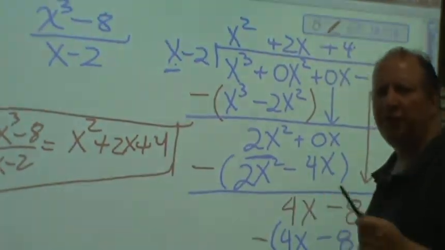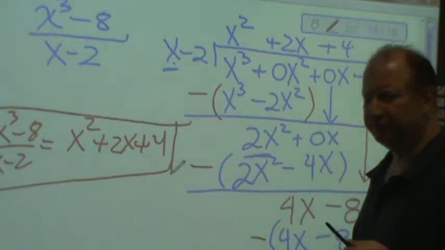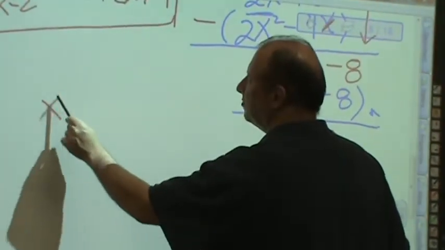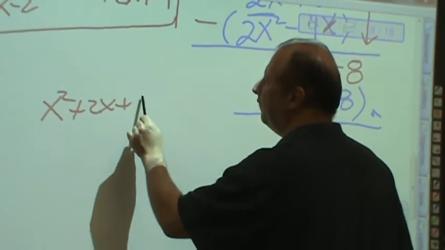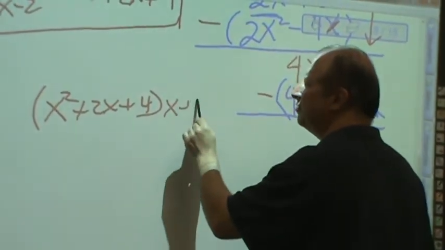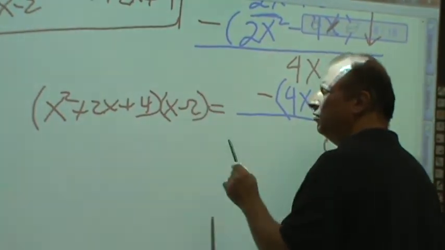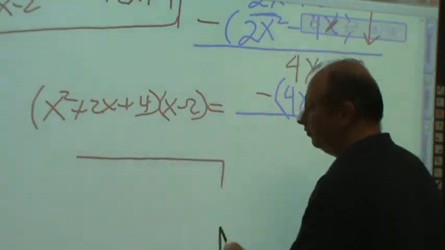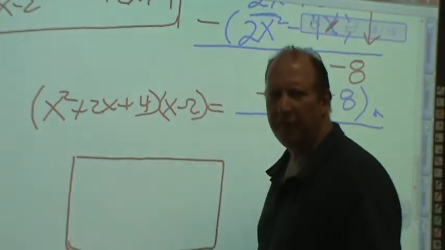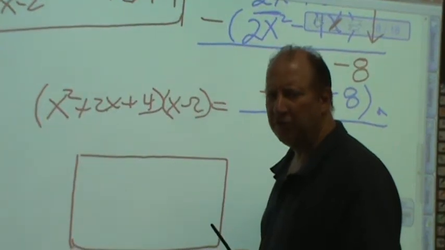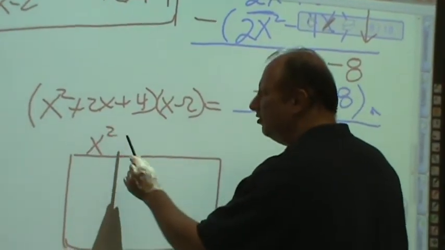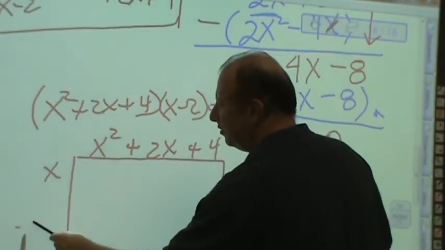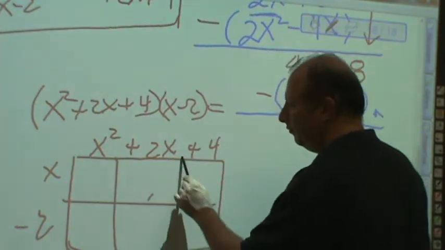Just for review purposes, I'm going to check. x squared plus 2x plus 4 times x minus 2. Let's see what we're left with. If you go to my video on multiplication of polynomials, you'll see this is the way I teach it to make it easier to look at.